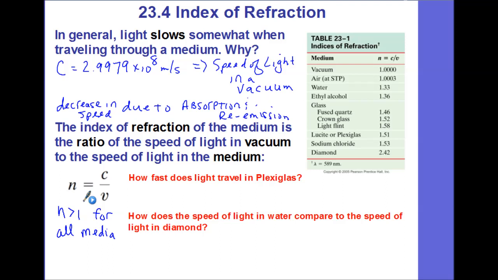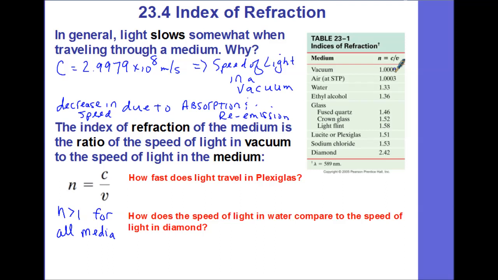Now, these things over here, you can see air, 1.0003. Well, that's almost the index of refraction for a vacuum. What that means is that light travels almost the same speed through air as it does through a vacuum. Now, when you consider water, it travels slower yet. When you go all the way down here to diamond, we can see that light travels fairly slowly through a diamond, 2.42 times slower than it does through a vacuum. So it gives us a sense of relative speed, or how quickly light can travel through that substance.